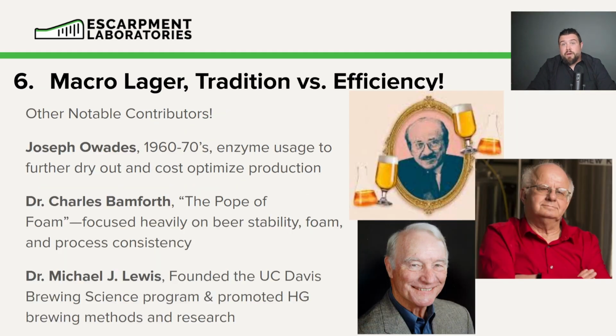Now, there are many other people associated with this method. It's not just the people I've talked about so far. There are many others. Macrobrewing has been a team effort by many, many, many. But here are a few I wanted to highlight. There's Joseph Oads. From 1960 to 1970, he pioneered the use of enzymes to further dry out, stabilize, and optimize production of North American-style light lager. There's Dr. Charles Bamforth, also known as the Pope of Foam, who focused heavily on beer foam stability and process consistency, still active in the industry.